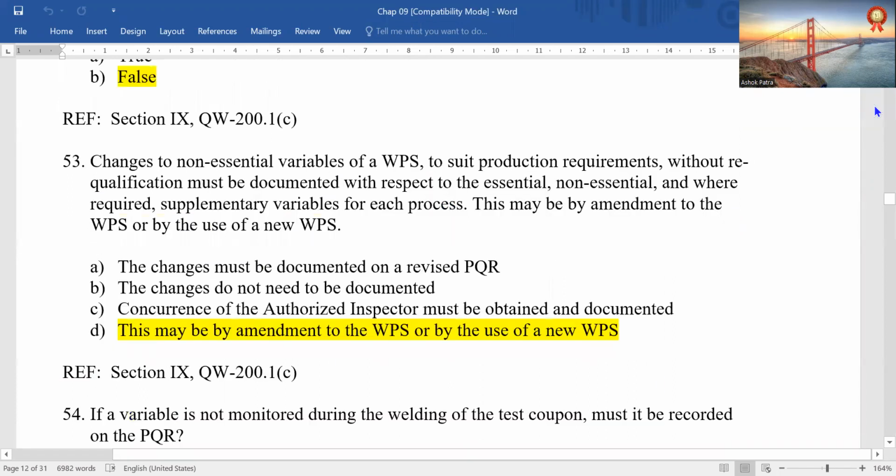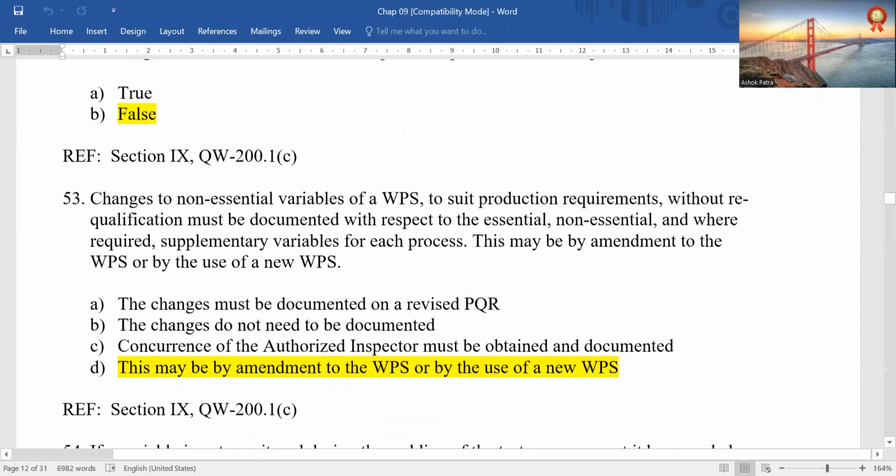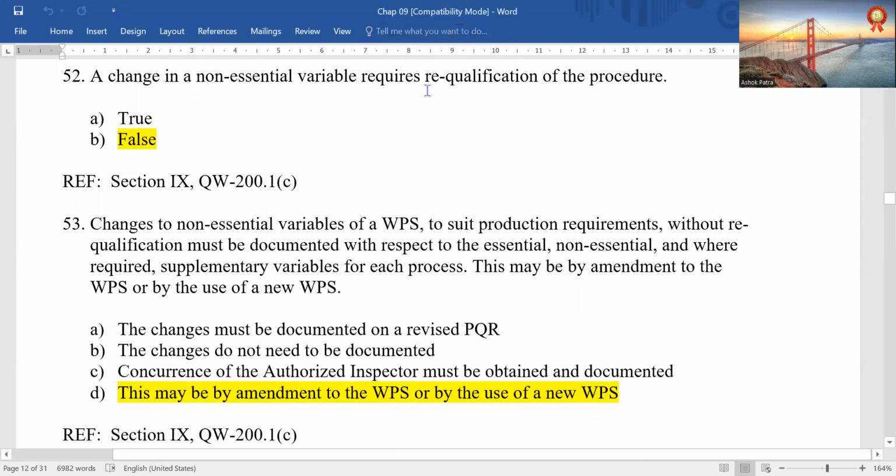A change in non-essential variables requires requalification of the procedure. False. Change to non-essential variables by WPS to suit production requirements without requalification must be documented with respect to essential, non-essential, and where required supplementary variables for each process. This may be by amendment to the WPS or by use of a new WPS.